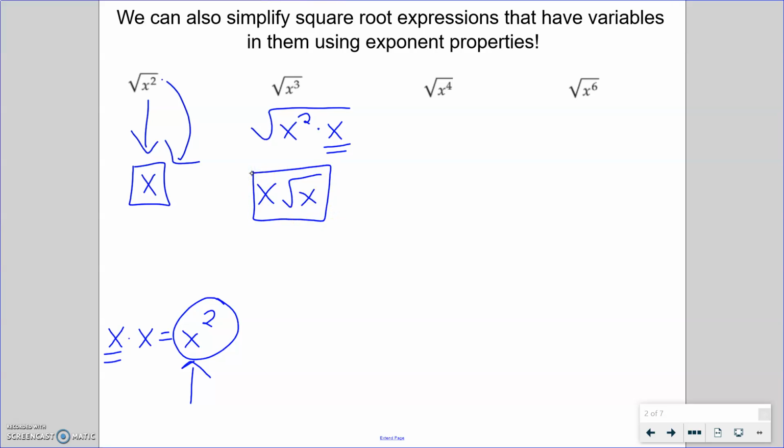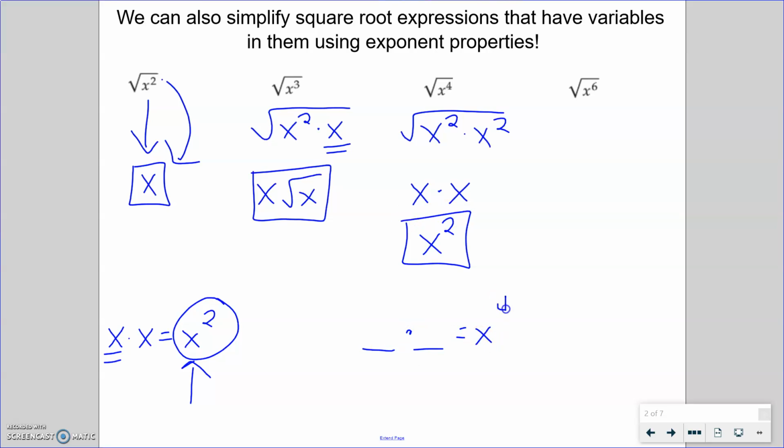So let's do another one. X to the fourth, we can split that up into x squared times x squared. Well, the square root of x squared is x, and the square root of the second x squared is also x. So there's nothing left under the radical. So my answer is just x squared. If you don't see that, if you're saying what times itself gets me x to the fourth, well, x squared times x squared gets me x to the fourth, right? So that's where that answer comes from. That's what it means to square root something.